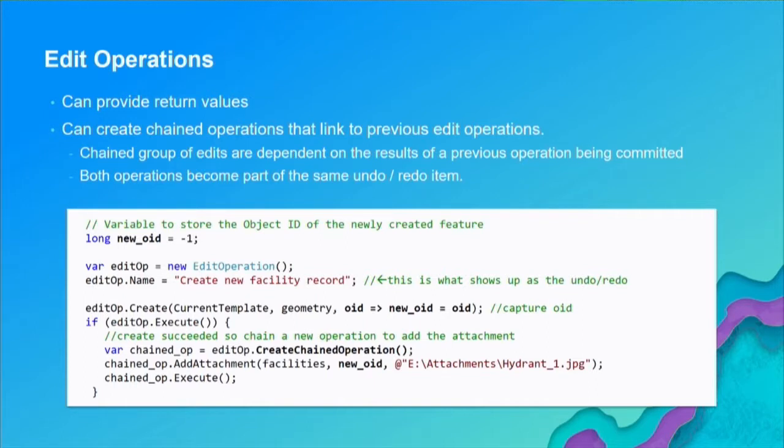And this subsequent operation, in our case, is the add attachment that requires the object ID of our newly created feature as an input. Even though there are essentially two executes in this code section, it will appear, due to it being classified as a chained operation, as one item on the undo and redo stack.